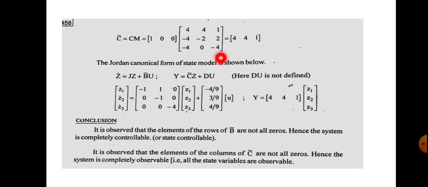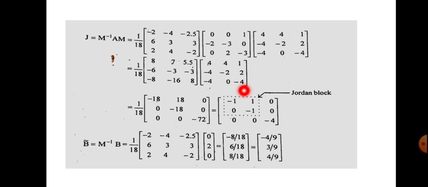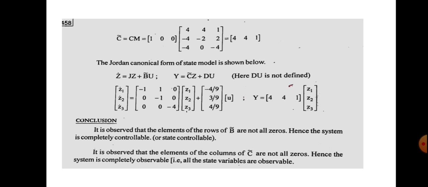Next, you apply Gilbert's test. In the Gilbert test, we look at the matrix B cap for checking controllability and the matrix C cap for checking observability. See, this is the canonical form, where Z dot equals Z1 dot, Z2 dot, Z3 dot, and the J matrix you have obtained. The J matrix is minus 1, 1, 0, and so on. Next, the Z matrix is Z1, Z2, Z3.